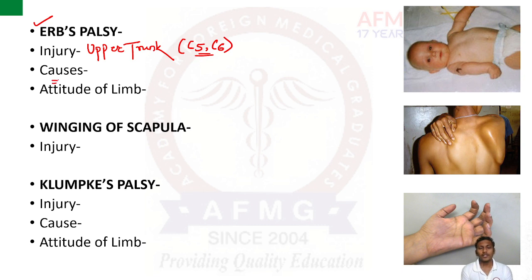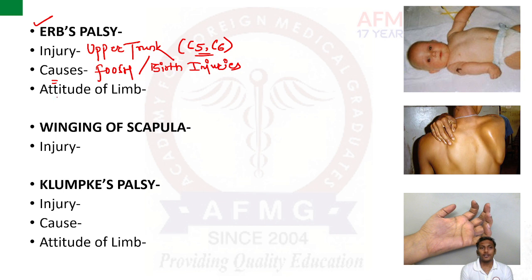Now, the causes of Erb's palsy can be two important causes. First, a fall on an outstretched hand can lead to this injury, or due to some obstetric complication or birth injuries like shoulder dystocia, there can be injury to this aspect of the brachial plexus.